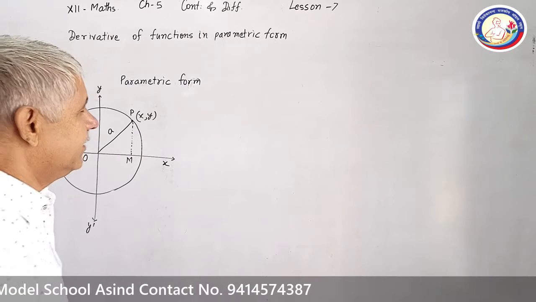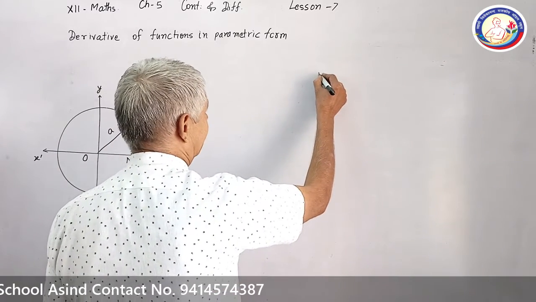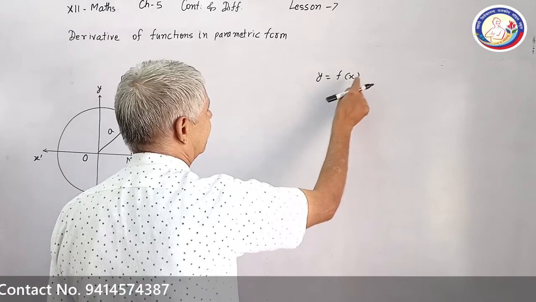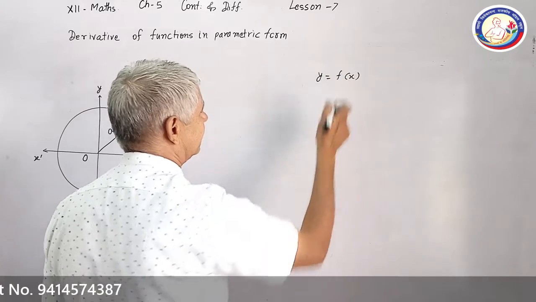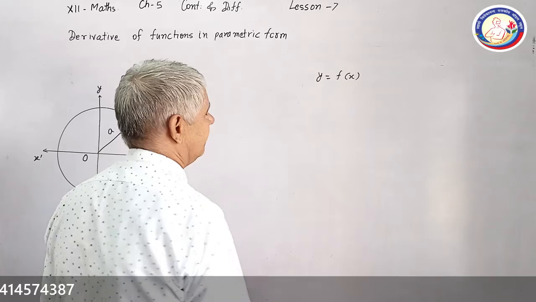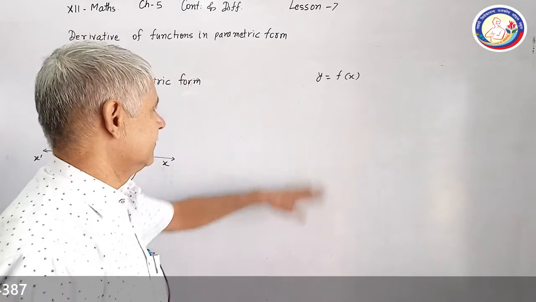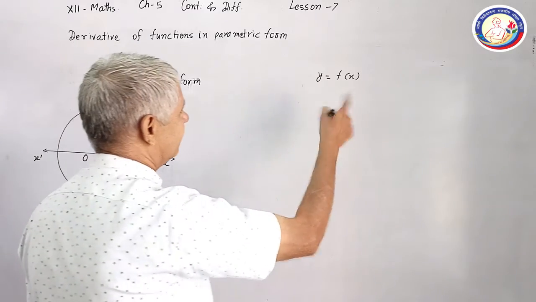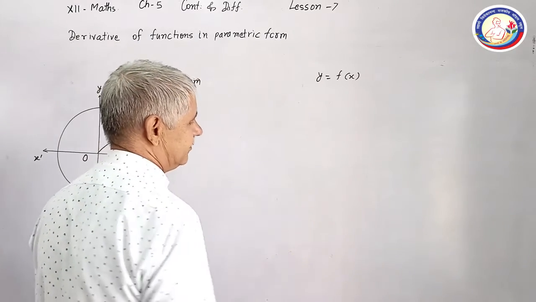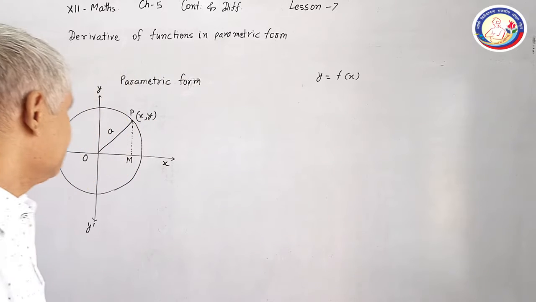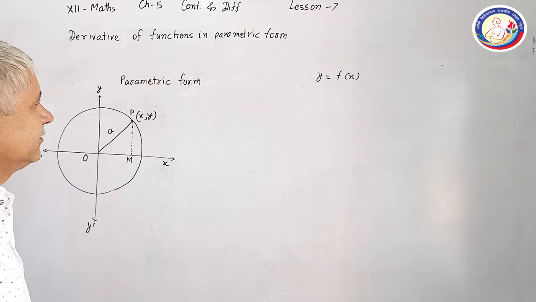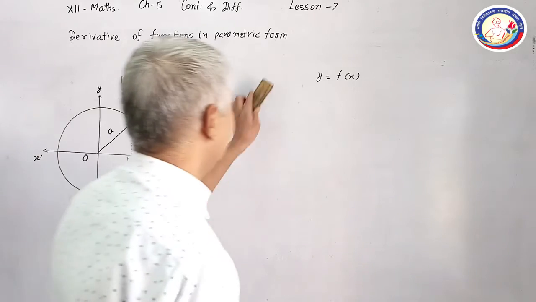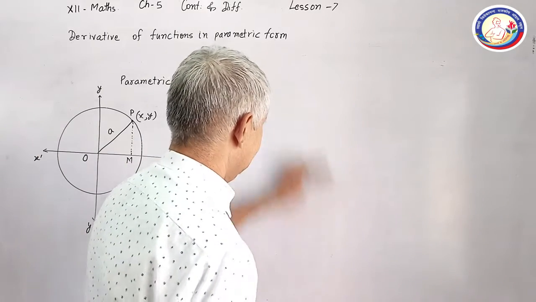Up to this stage, we have studied functions of the form y equal to f(x), where y is a function of x. We have studied implicit functions, in which x and y are not separate, they are mixed, and inverse trigonometrical functions. Now, first of all, understand what is the parametric form of functions.